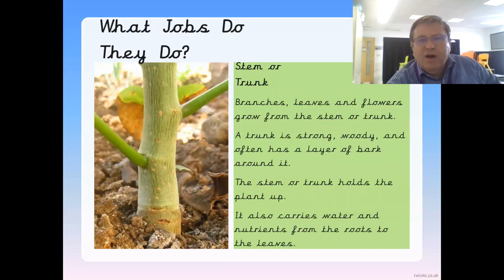The stem or trunk. Now this is the bit that the branches, leaves and flowers grow out of. So the stem or the trunk is the long bit which holds the plant up into the air.